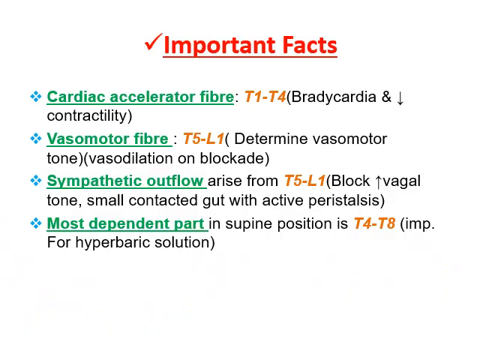Some important physiological factors we should remember: cardiac accelerator fibers arise from T1 to T4. Block of these fibers causes bradycardia and decrease in cardiac contractility. Vasomotor fibers arise from T5 to L1. These fibers determine the vasomotor tone. Blockage of these fibers causes vasodilation. Sympathetic outflow arises from T5 to L1. So, block of sympathetic outflow leads to increase in the vagal tone and a small contracted gut with active peristalsis.